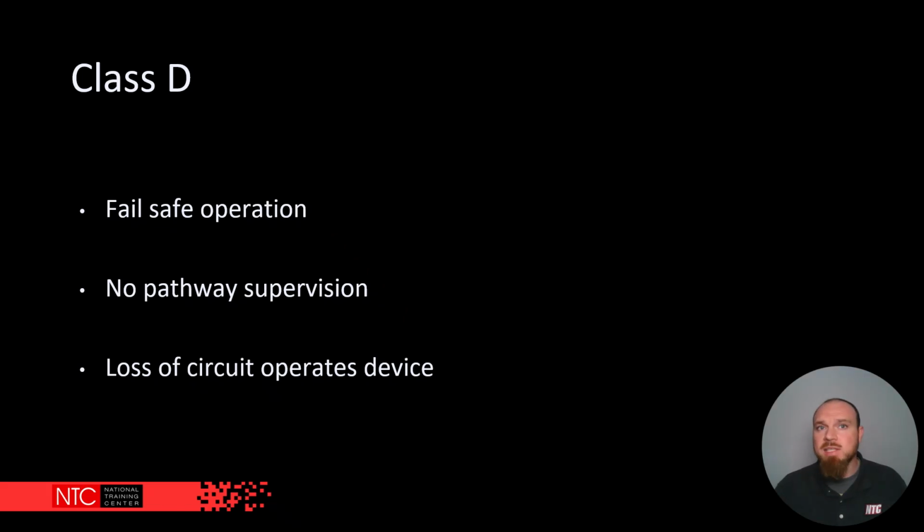Class D is another pathway. Now, you're not going to see Class D utilized in all instances with fire alarm equipment. Usually what we see Class D being used with is when we have a connection through a relay to another system. Class D pathway itself has a fail-safe operation. No pathway supervision is going to be done. However, a loss of circuit will operate the device.